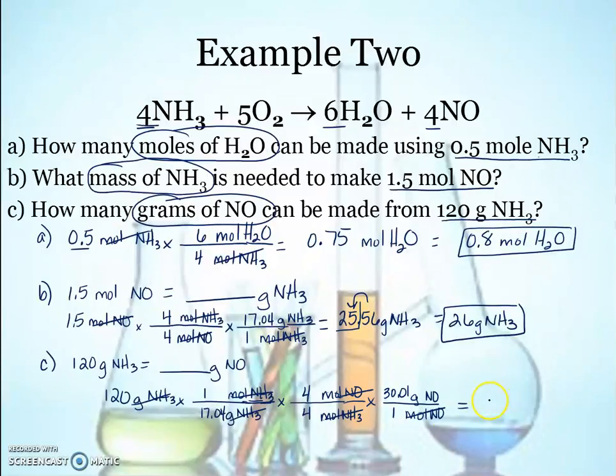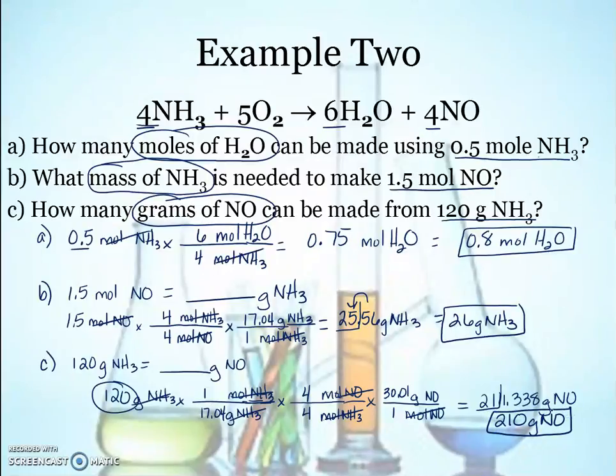All right, and the calculator gives us 211.338, and there's a lot more numbers after it, but I'm going to stop there. Grams of NO. How many significant figures? I need 1. Oops, that was a 1. So that would be 210 grams of nitrogen monoxide.